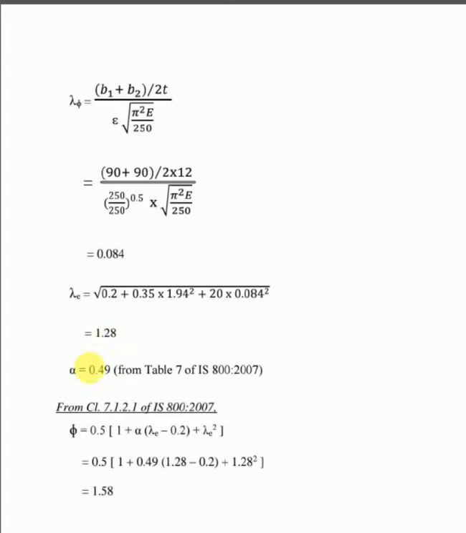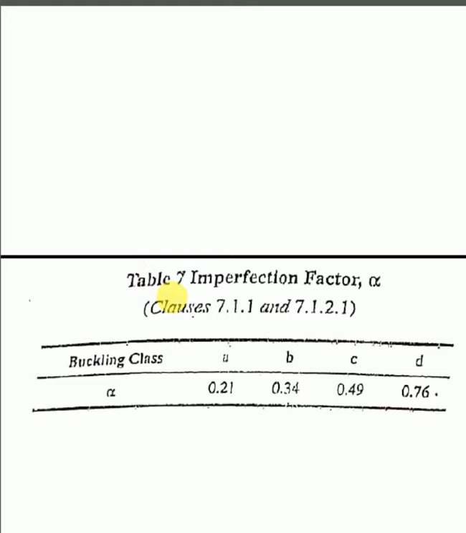Then next we require alpha. This alpha, I told you, for that we need the buckling class. We got our buckling class as C. Now let's see Table 7 of the IS code. This is Table 7. So alpha here is your imperfection factor. See, our buckling class is C. So if the buckling class is C, our alpha is 0.49.